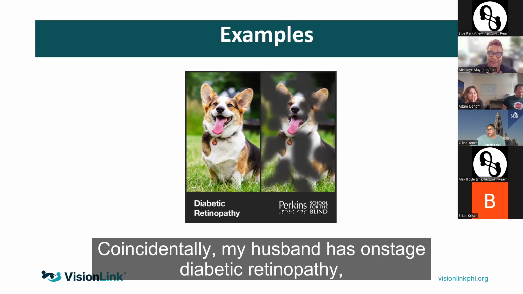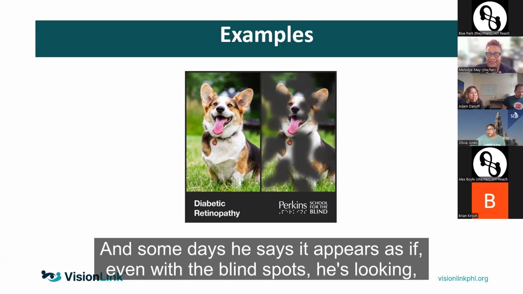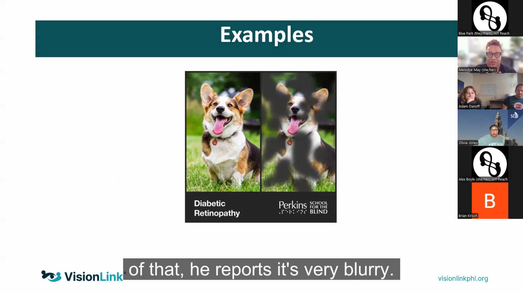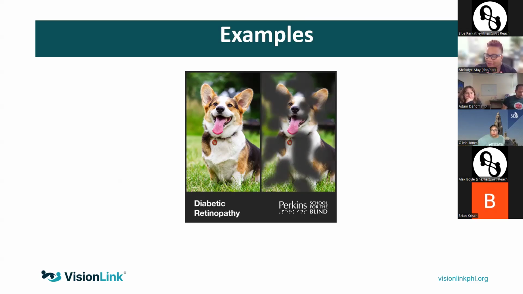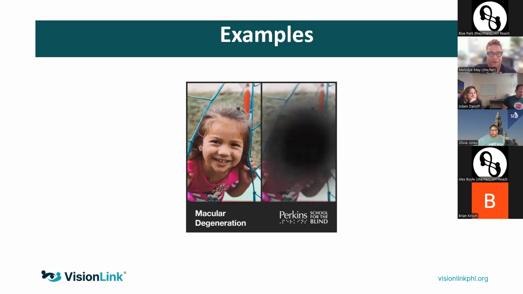Coincidentally, my husband has end-stage diabetic retinopathy, and this is what he describes: blind spots throughout his field of vision. And some days he says it appears as if, even with the blind spots, someone has smeared Vaseline on the surface of his eyes, because on top of that, he reports it's very blurry. So that is an image of diabetic retinopathy.